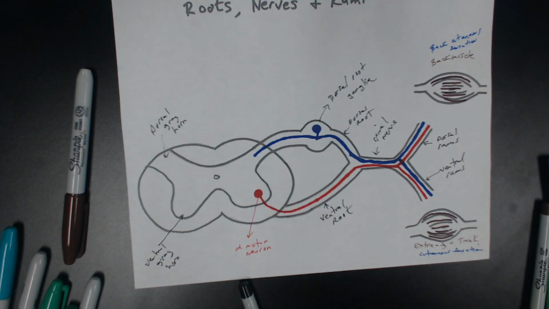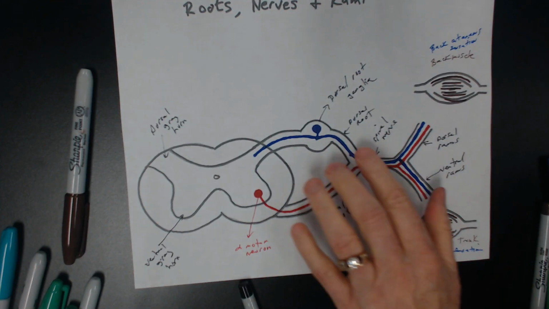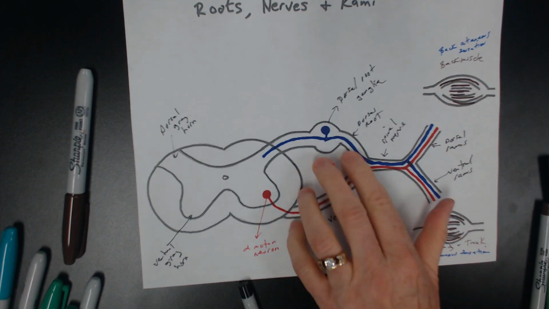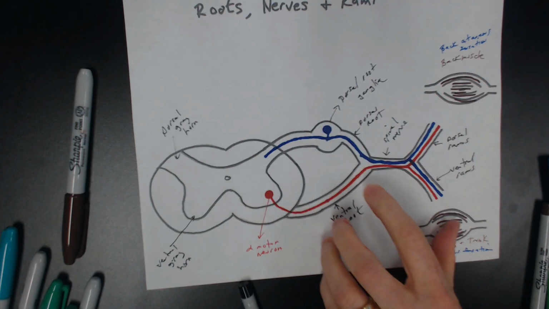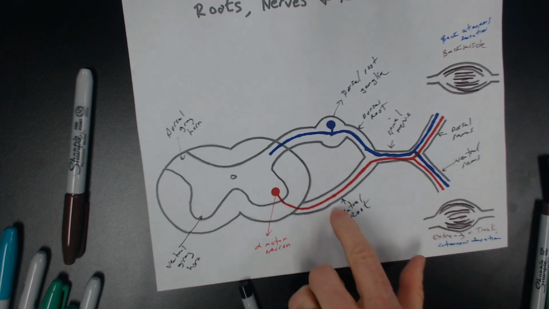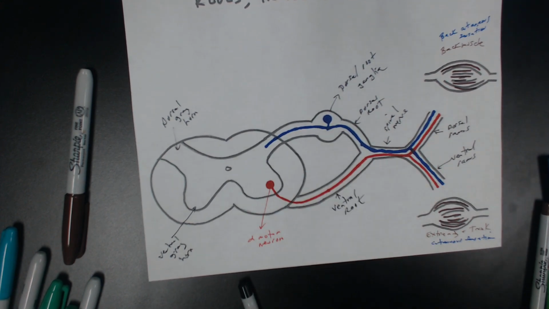Yes, Jonathan. So you said the dorsal root carries only sensory information. Correct. And the ventral root carries only motor information. That's correct. So see, all the blue is in the dorsal root, and all the red, which is the motor, is in the ventral root. Only the ventral root carries motor, dorsal root, somatosensory.